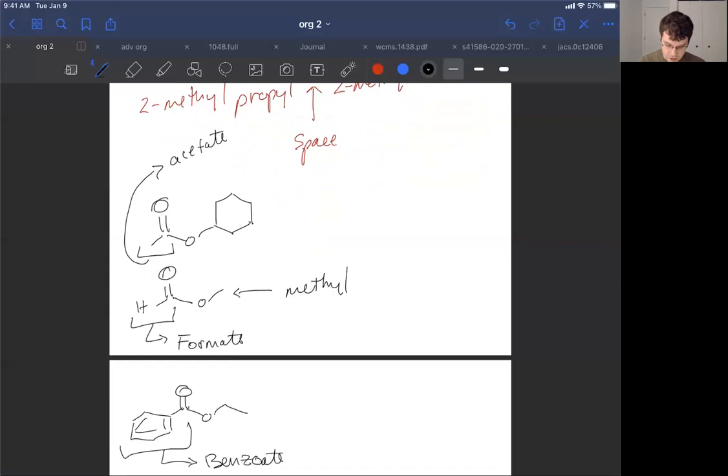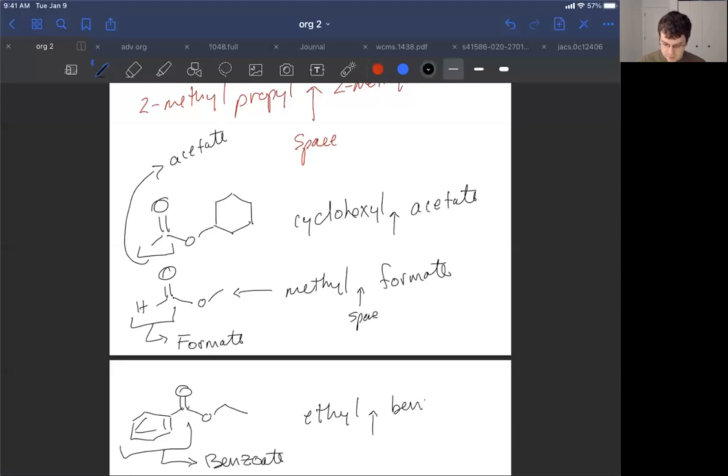Okay, so we have methyl, space, formate. We have cyclohexyl, it's just a cyclohexane substituent, and then we have a space, and this is going to be acetate. Then we have ethyl, space, benzoate. I realize it's probably a little annoying that the acetate and the formate don't follow that rule perfectly, but they're just so common. I wouldn't tell you to use them if they weren't so important.